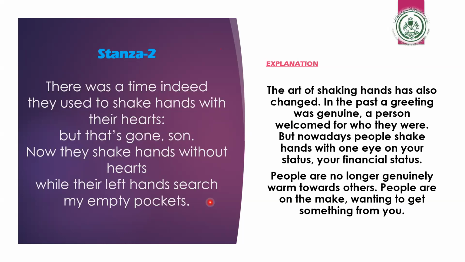In the stanza number 2, the poet tells the son that the people in the past were sincere with one another. They used to shake hands with warmth and enthusiasm. But now all the sincerity and warmth of feelings for one another had disappeared. The people have become selfish. They shake hands merely for the fulfillment of their selfish motives. They shake right hands while their left hands search for money in empty pockets. They want to get material benefit from others.